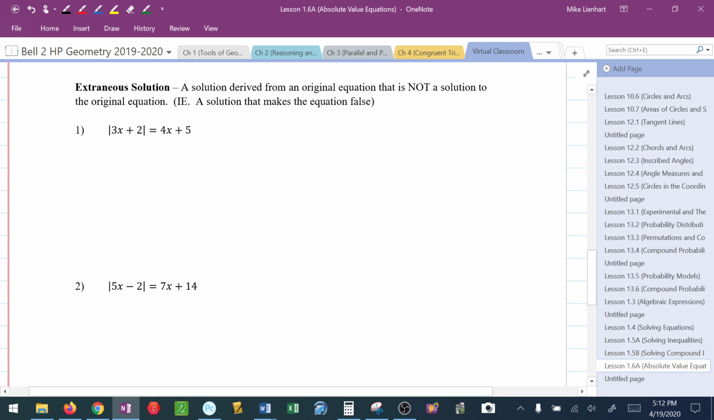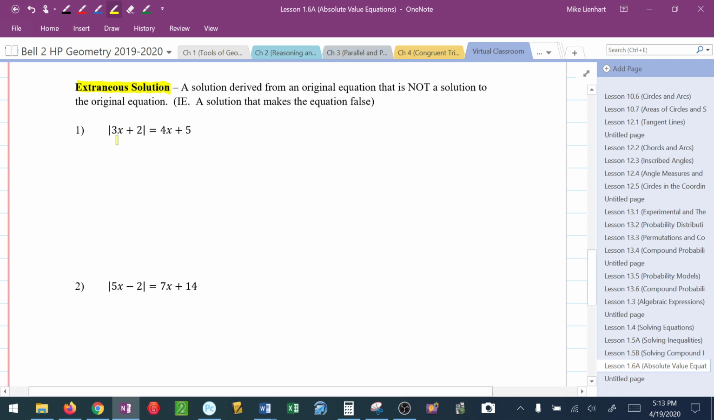Now, I'm going to introduce a new term to us now, something that is called an extraneous solution. All right? This is a solution that you get from doing the work. So you solve an equation, or in this case, an absolute value equation. You solve it, but the problem is when you substitute it back in, it makes the equation false. So it was a solution, but it's not really a solution. Okay? Hopefully this will make a little bit more sense once I go through a couple examples with you guys.